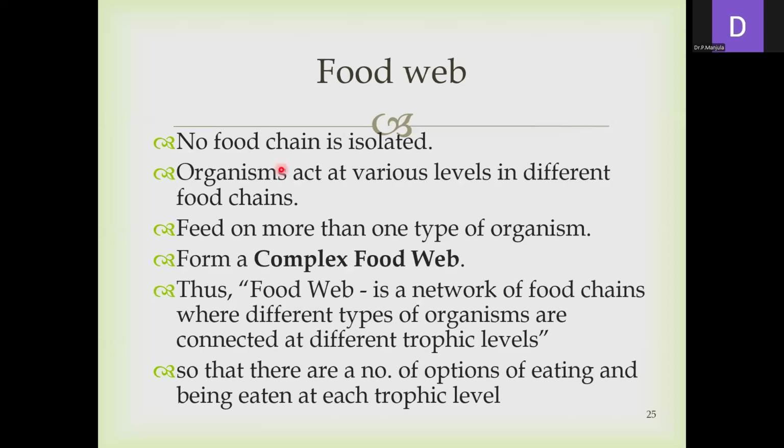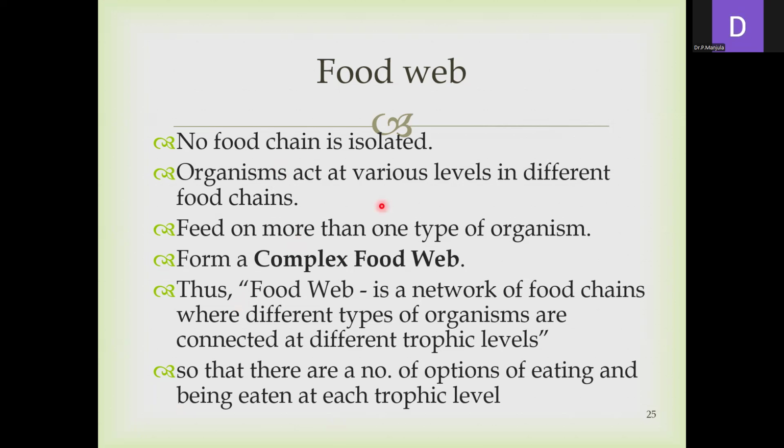Food chain: that is the flow of energy from one trophic level to another. Generally, these food chains are not isolated; they are connected with each other to form the food web. No food chain is isolated.